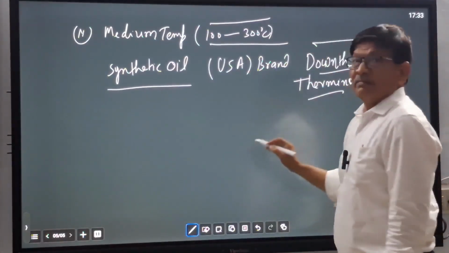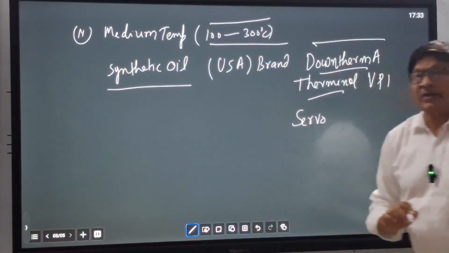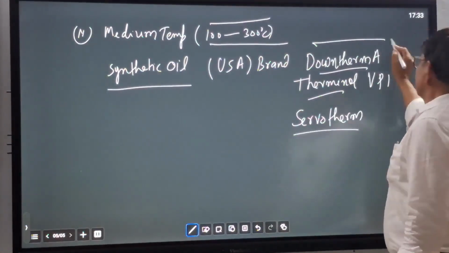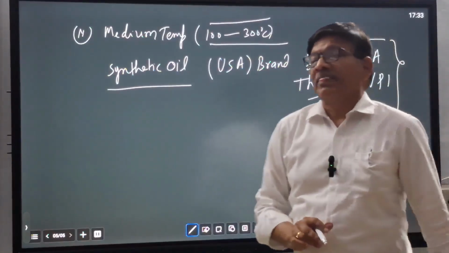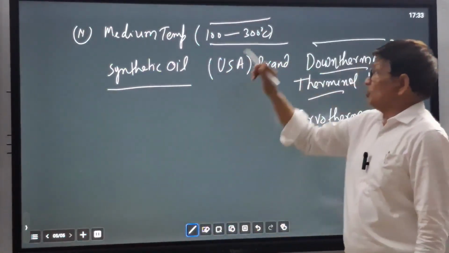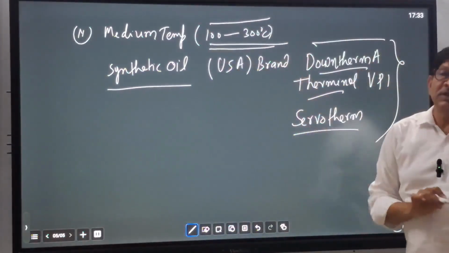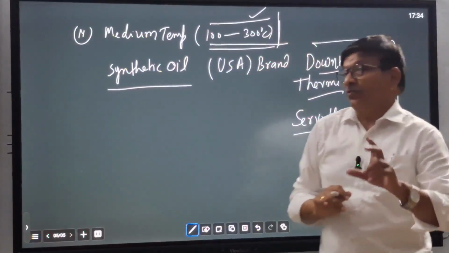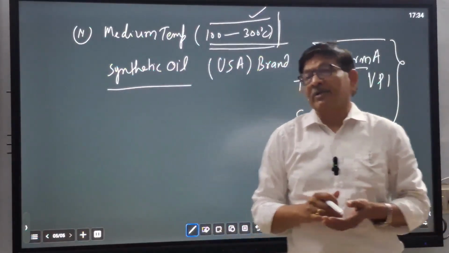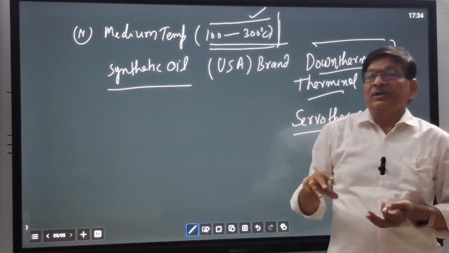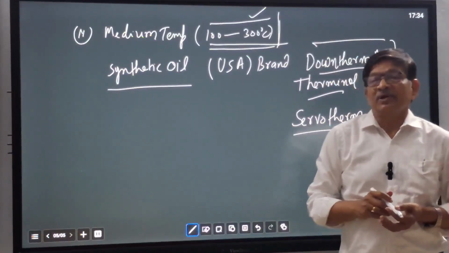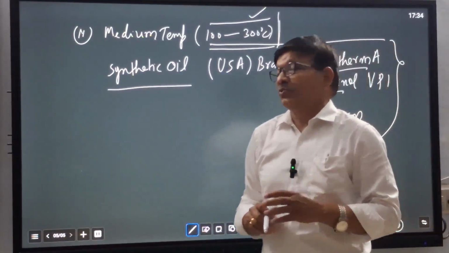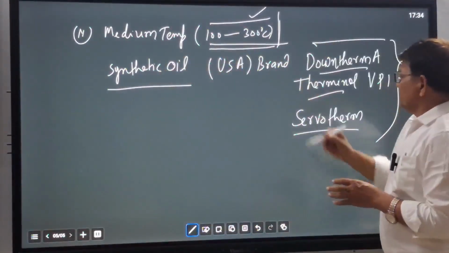Third one is an Indian brand name, Servotherm. I think you people must have heard this name, Servotherm. It is an Indian brand name of the synthetic oil used for energy storage. To store energy in the range of 100 to 300 degrees centigrade, means to provide energy at this temperature, it is obvious that we can't use a flat plate solar collector. We have to go for a cylindrical parabolic collector, because only cylindrical parabolic collectors and some other concentrating collectors can provide energy at this temperature.